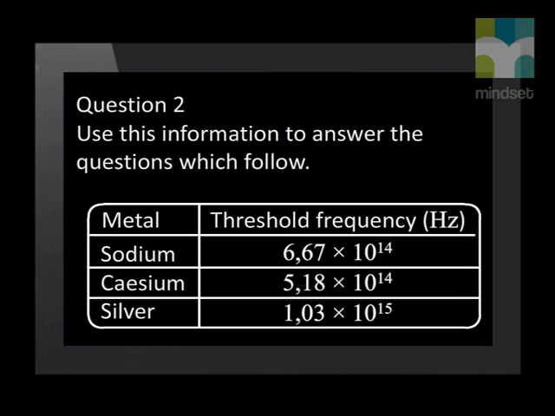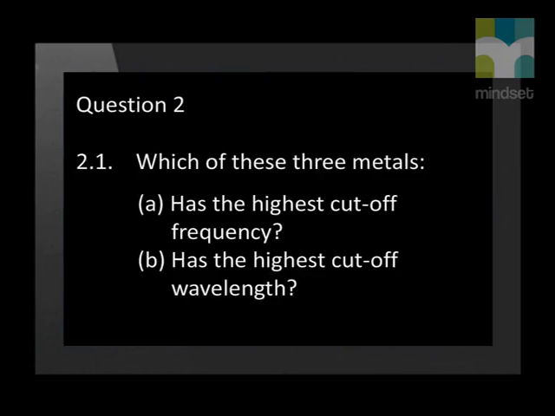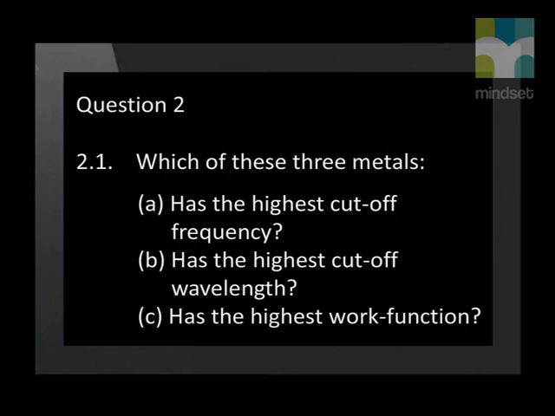This table shows the threshold frequencies in hertz of three metals: sodium, cesium, and silver. Question 2 refers to this information. Of these three metals, which has the highest cutoff frequency, has the highest cutoff wavelength, has the highest work function, and holds its electrons the tightest?